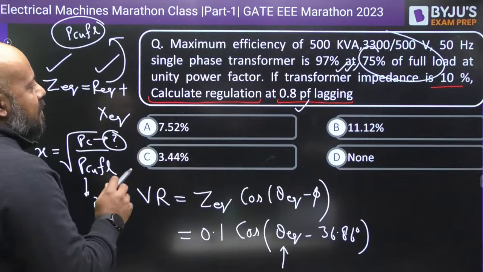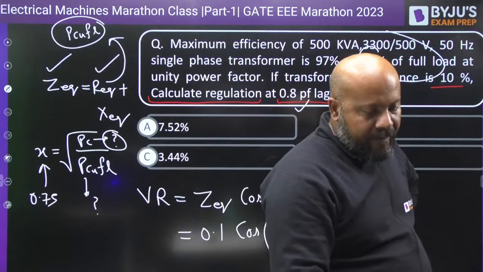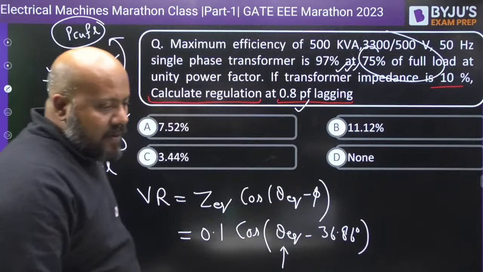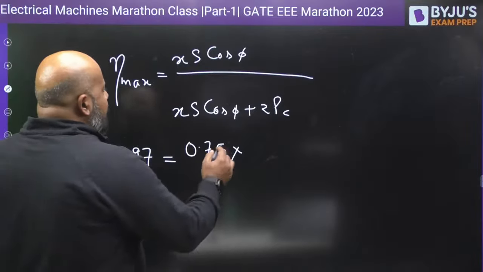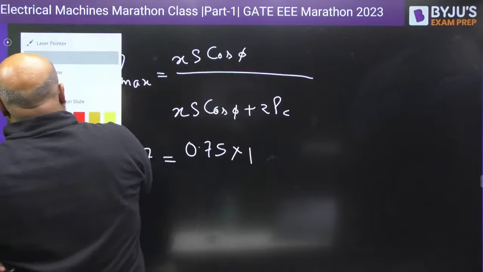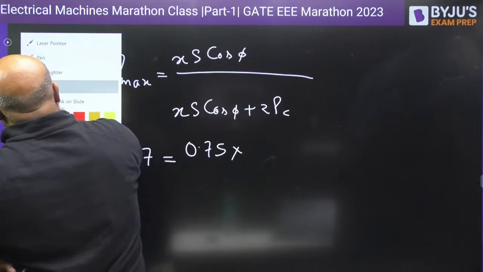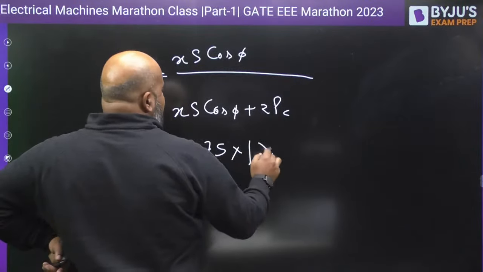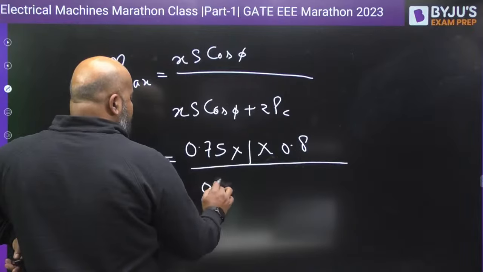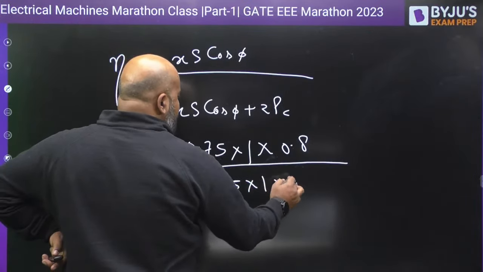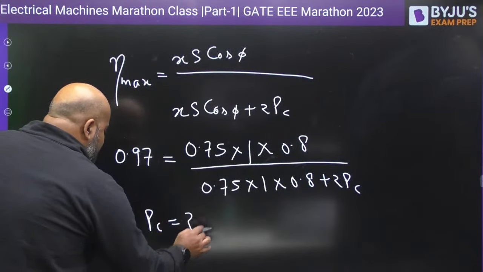Because he is giving you in percentage, better you write it in per unit only. So this S is going to become 1. And what is cos phi? It is given as 0.8. X is 0.75. This is 1, this is 0.8, plus this is 2 PC. You just find what is the value you are getting for PC.